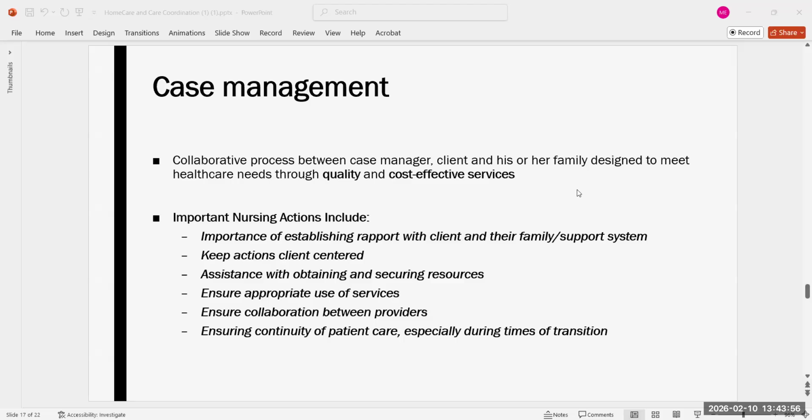As a case manager, you do need to make sure that you are a thorough communicator. You can facilitate therapeutic communication. You can facilitate effective communication. And you're able to identify and advocate for the needs of your client to multiple parties that are involved.